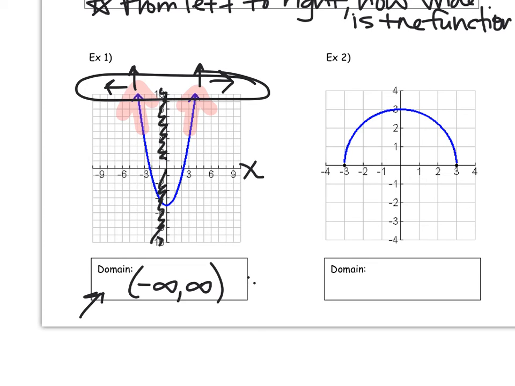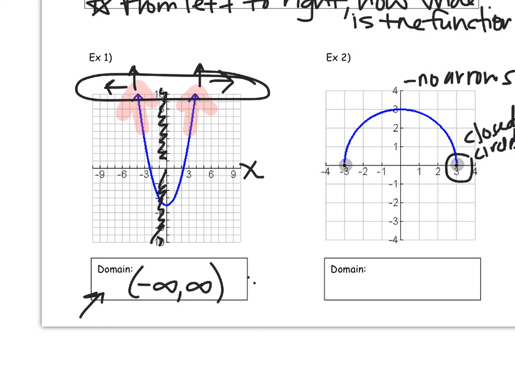Alright, so let's look at example 2, and a couple things I want you to notice about example 2 is there are no arrows, first of all. So we are not going to go to the left forever and to the right forever. And the other thing I want you to notice about the ends of this graph is that they are closed circles. So closed circles in comparison to if the end of this graph had like an open circle. But you can really see that that circle right here is shaded in and shaded in.